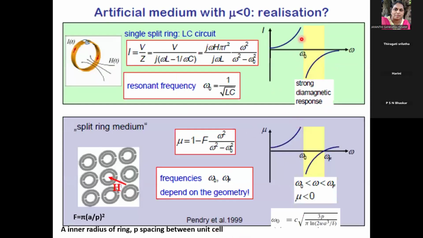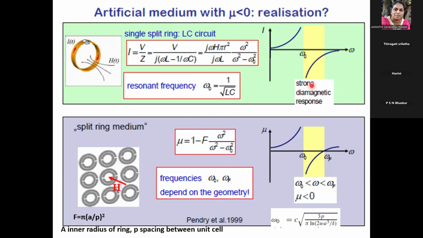So you want a strong diamagnetic response at these frequencies, from omega naught to above omega naught, where omega naught is the resonant frequency. Above omega naught, you want a strong diamagnetic response, or a negative mu. This can be realized where mu is equal to 1 minus f omega square by omega naught square by omega square by omega naught square.